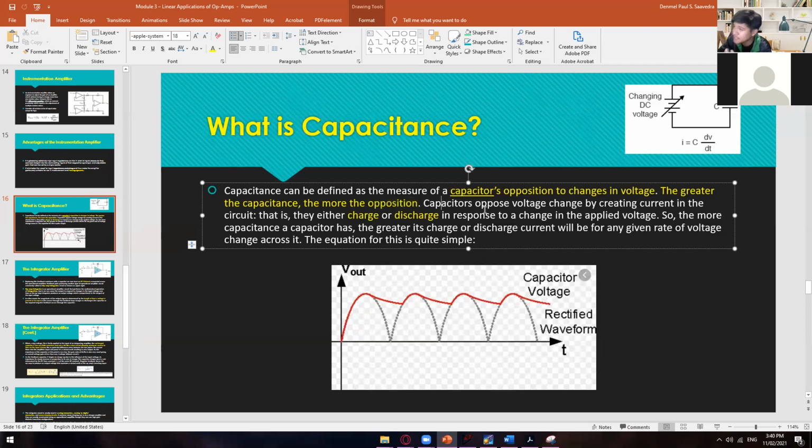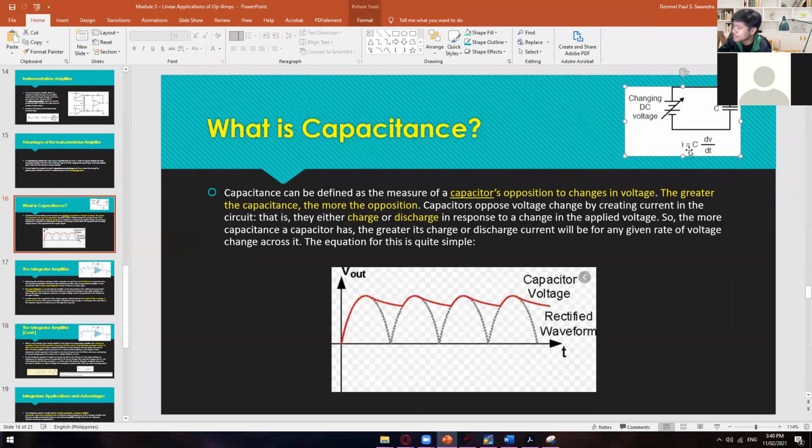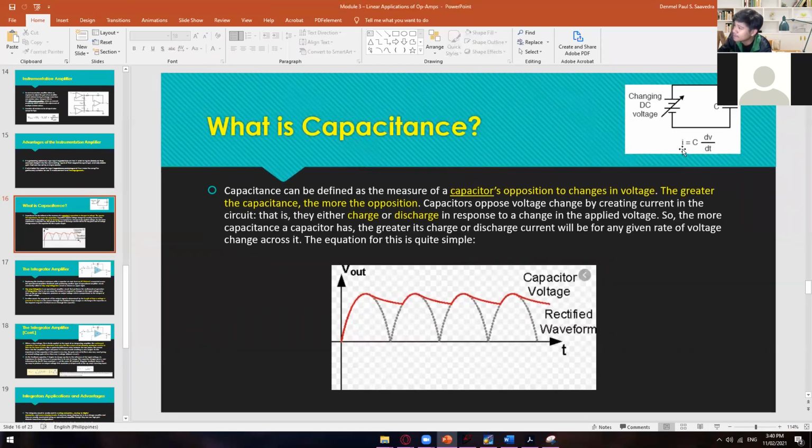Capacitors oppose voltage change by creating current in the circuit. That is, they either charge or discharge in response to a change in the applied voltage. The more capacitance a capacitor has, the greater its charge or discharge current will be for any given rate of voltage change across it. The equation for this is quite simple. The current is equal to the capacitance times the derivative of the voltage divided by the derivative of time.